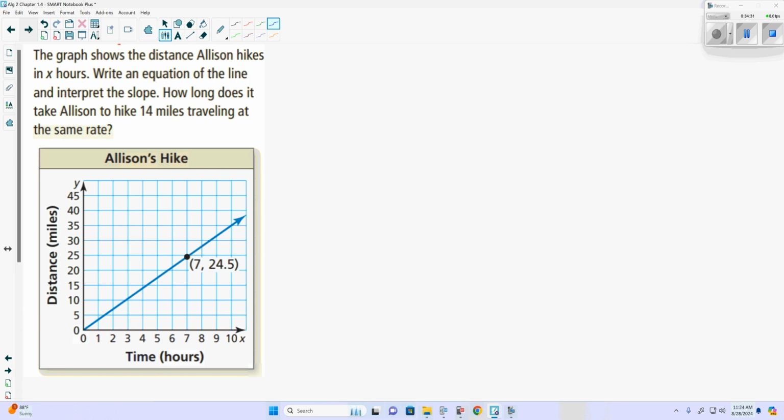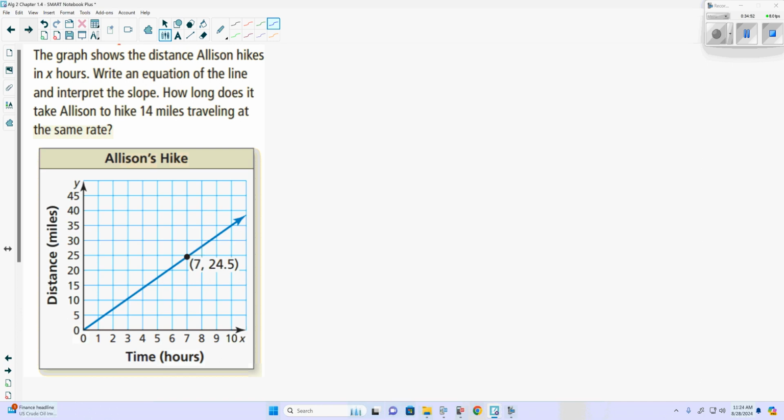We will save this because I think we've got what? We can get this one done. The graph shows the distance Allison hikes in x hours. Write an equation of a line and interpret the slope. And then we're going to determine how long it takes her to travel 14 miles at this rate.